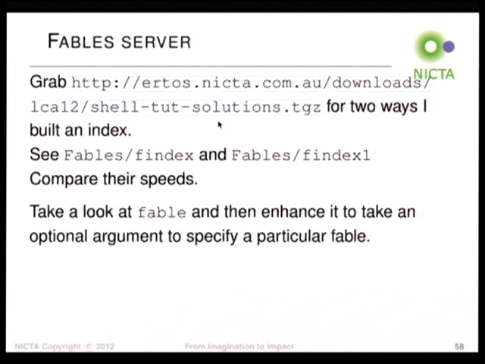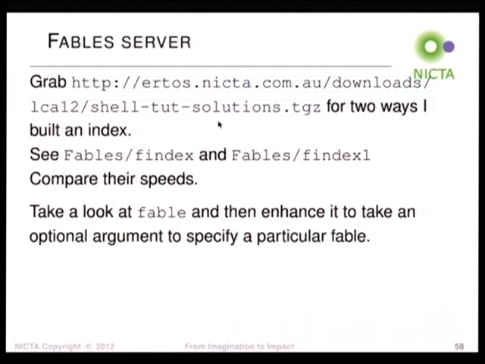And there's an exercise for you to do at home. For fable, take an optional argument to specify which fable you're going to do. You might want to do a string so you can search for a particular string, or easier would be just take a number and just print out that particular one.